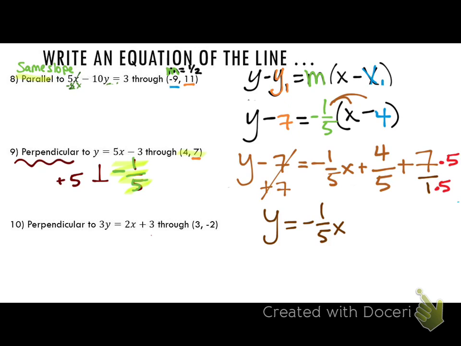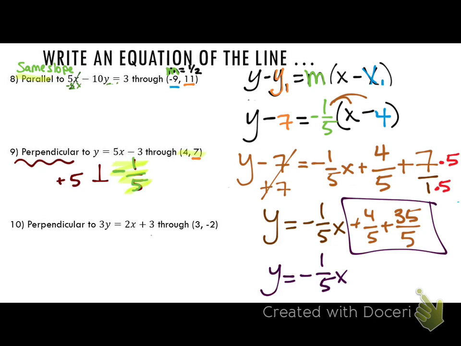All right, so I'm going to drop down my 4/5. What is 7 times 5? 35. And then 1 times 5 is 5. So again, 35 over 5, it's still 7. It just looks different to where now we can combine them. So y equals negative 1/5 x. I still haven't done anything there. We're going to combine our two numbers. So add the top. What is 4 plus 35? Plus 39, and then you keep the denominator. It is still a 5.